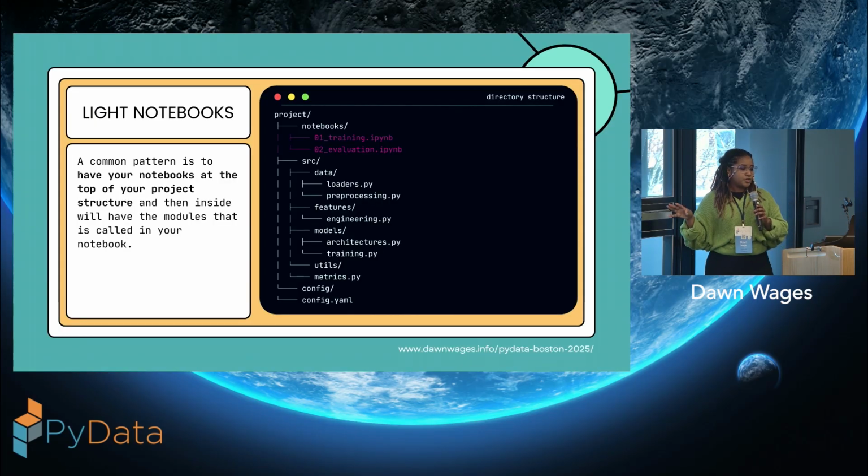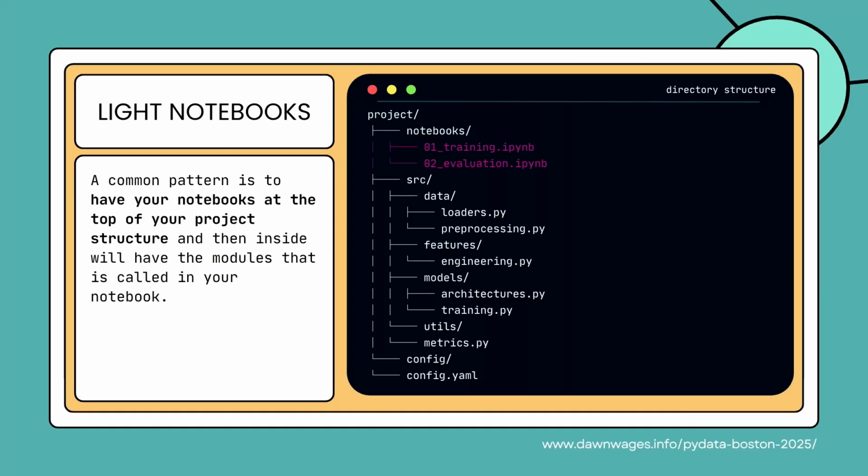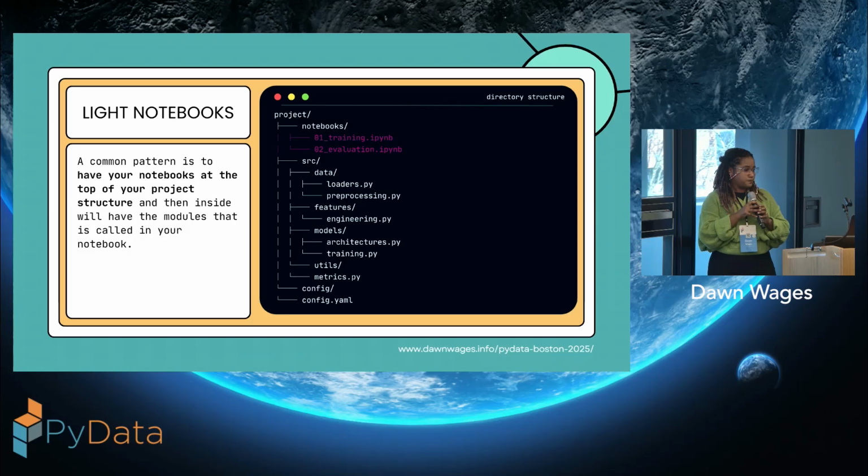For lightweight notebooks, when done effectively, this is my favorite pattern: having notebooks at the top of the file, separated and named by their functionality, and then having source underneath with all of the reusable components. And then there is a common practice of having contrib, or some people call that maybe app, or app config, and then a YAML file as well.